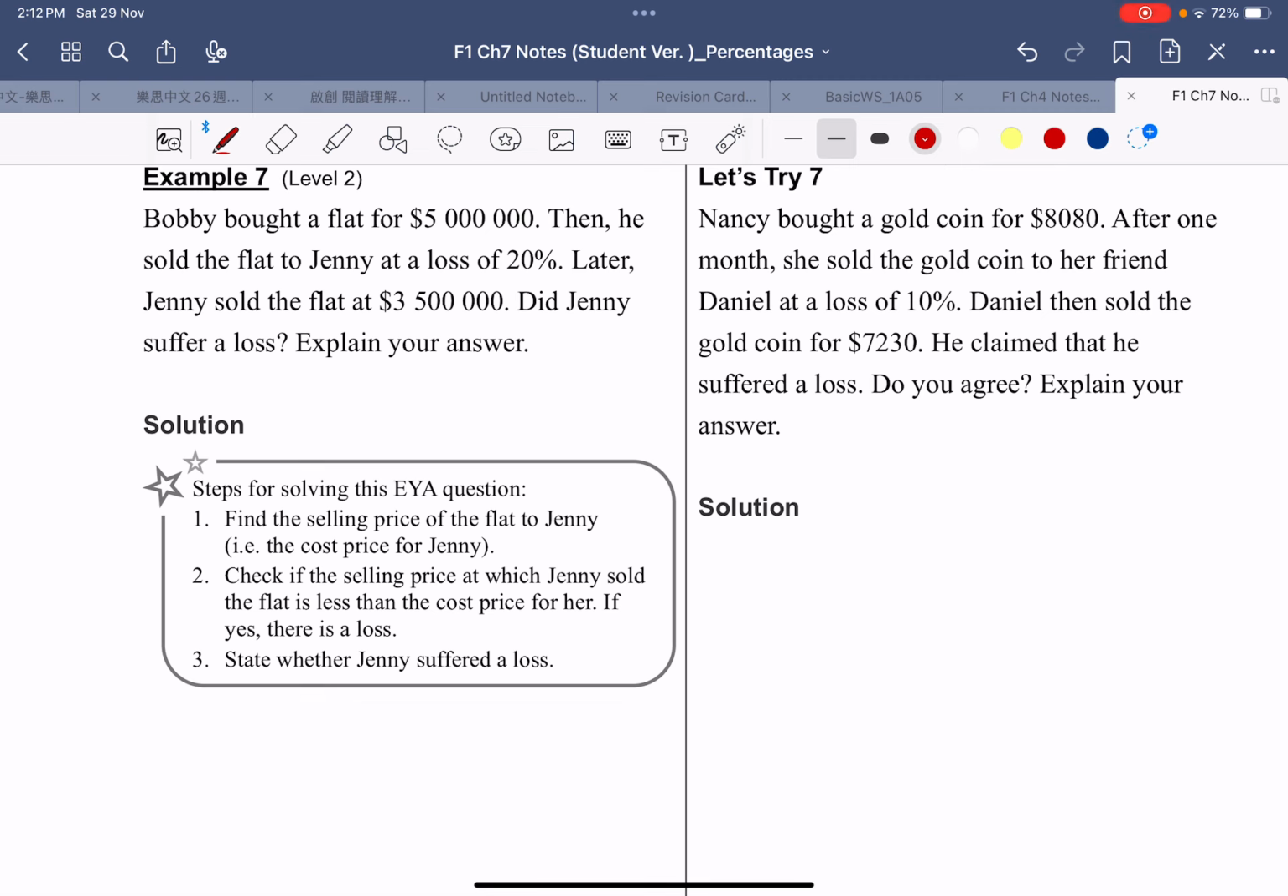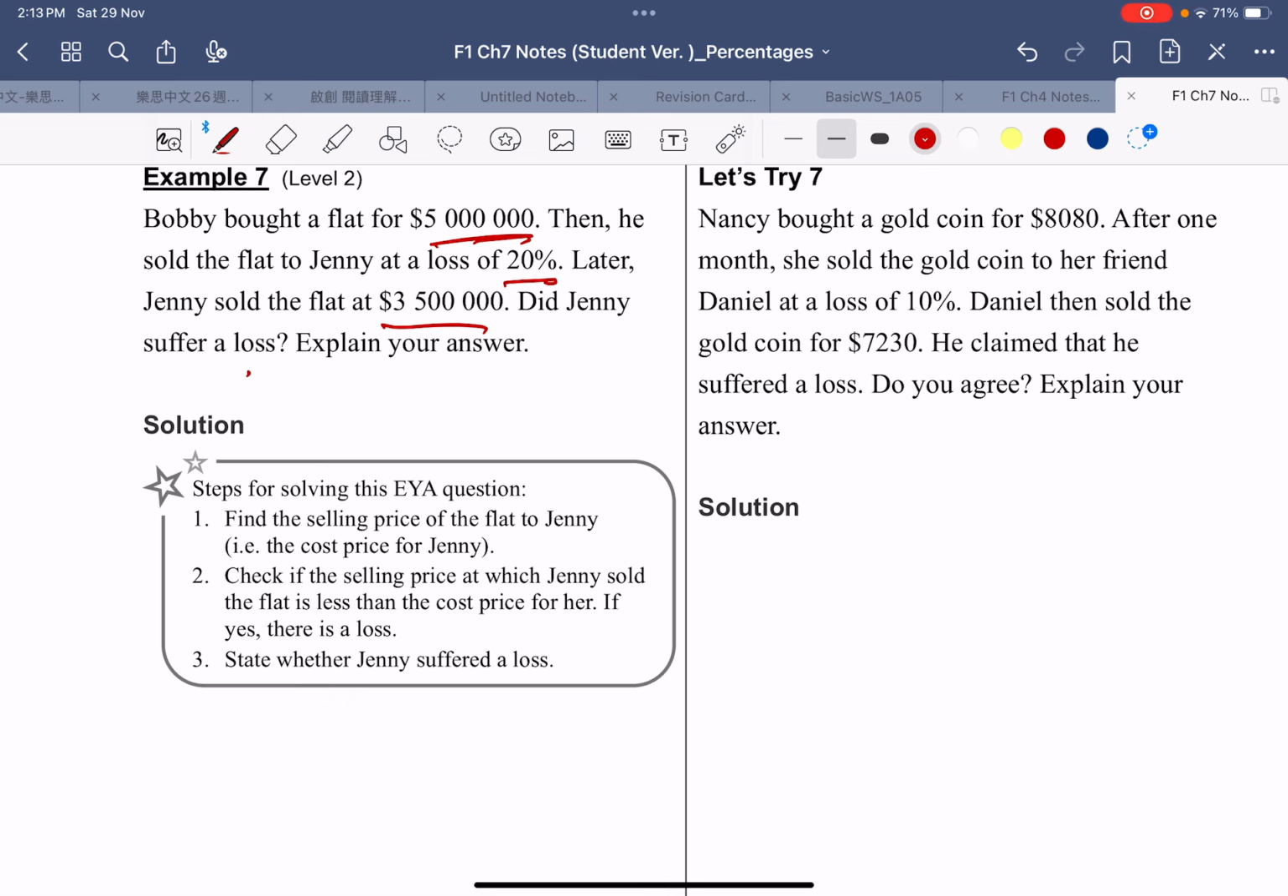So Bobby bought a flat for this amount. Then he sold the flat to Jenny at a loss. And then later Jenny sold the flat at this amount. Okay, so many steps. Did Jenny suffer a loss? Explain your answer. Whether she suffered a loss depends on how much she bought the flat from Bobby, right?